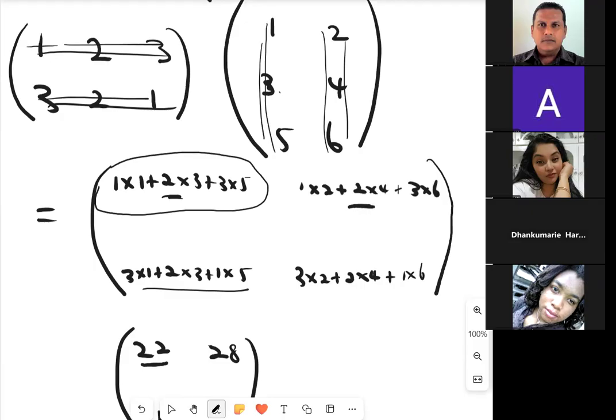To get this number here, you multiply the same first row by the second column. So 1 by 2, that's what you see here. 2 by the 4, that's what you see here. 3 by the 6, that's what you see here. When we multiply and add up, you get 28.